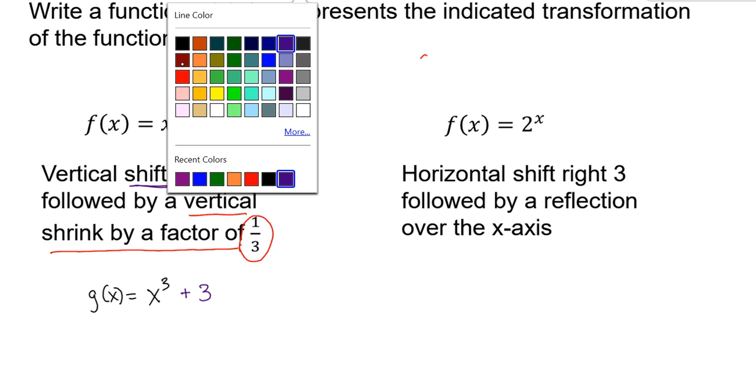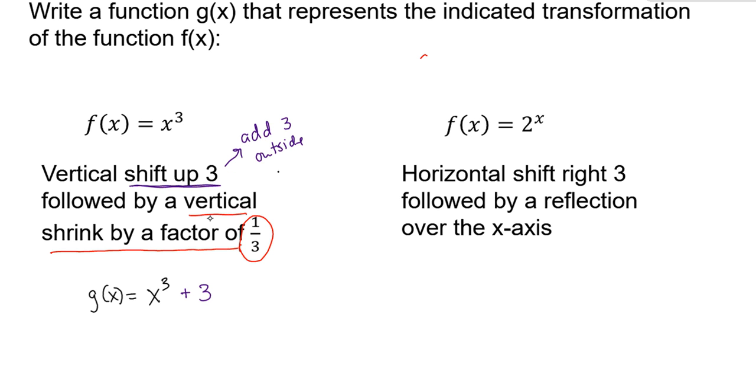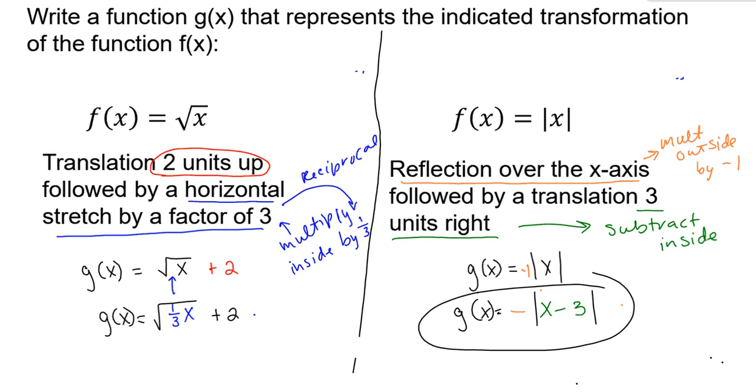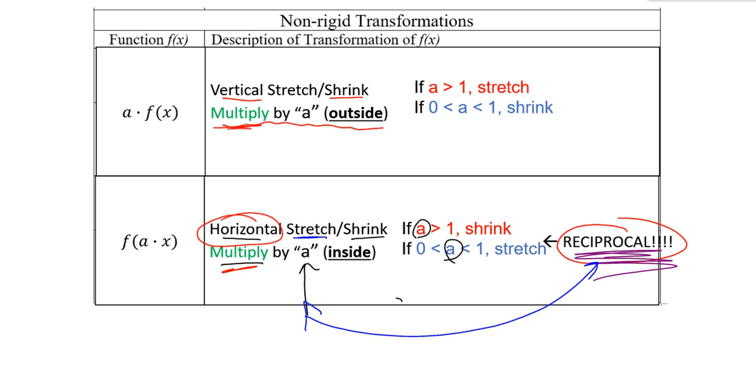Okay, moving on to the next one. This guy right here, vertical shrink by a factor of 1/3. Let's go back to the shrink page. Vertical shrink says you multiply by a outside. There's no reciprocals with vertical. Vertical is nice and straightforward, easy. If it says to multiply by this number, you multiply by that number. You don't have to flip anything around. All right, so sorry, let me show you really quick on this as well. This is what it looks like. So you're supposed to take a and multiply the function by it.